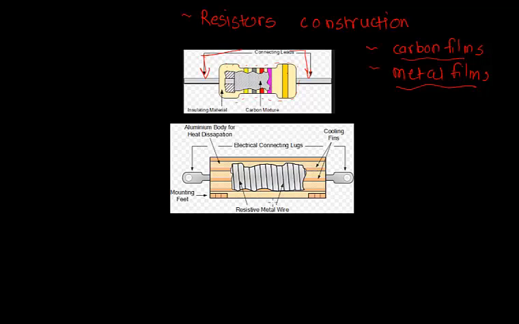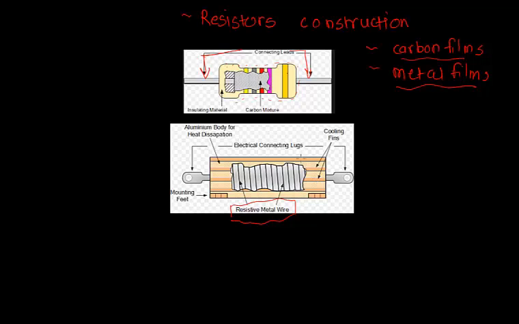Again, this is a different kind of resistor where you see a resistive metal wire. So the inside of this resistor is made up of a metal wire, not a carbon mixture. There are mounting feet here and cooling fins, because a resistor dissipates a lot of heat. That's why there are cooling fins, which help the resistor to cool down.